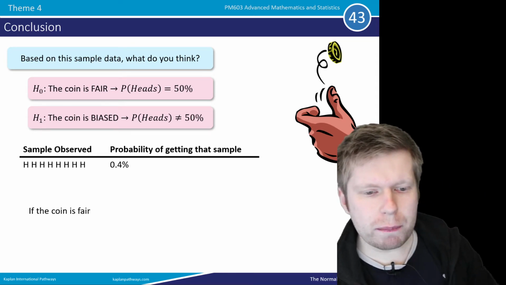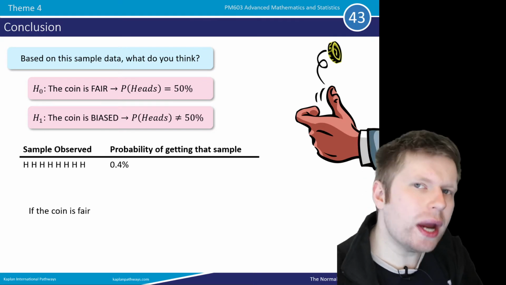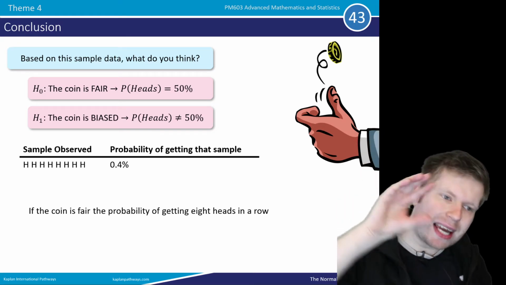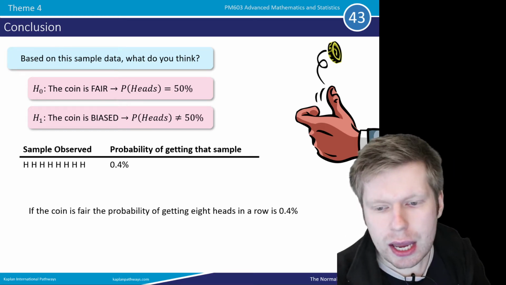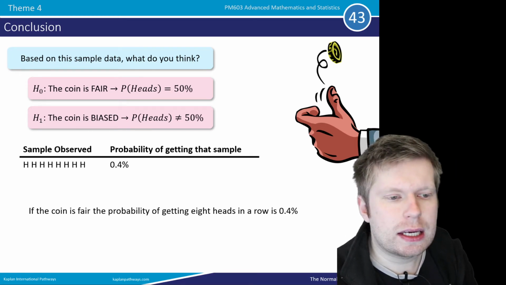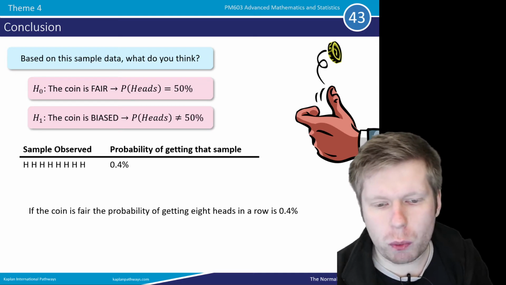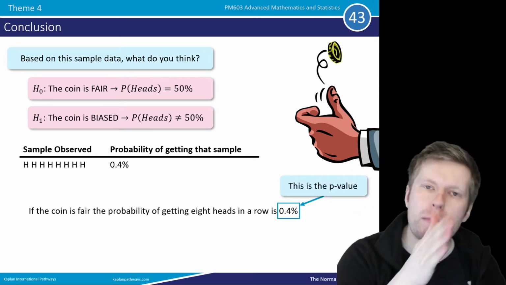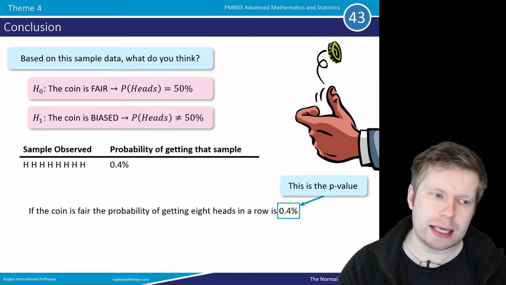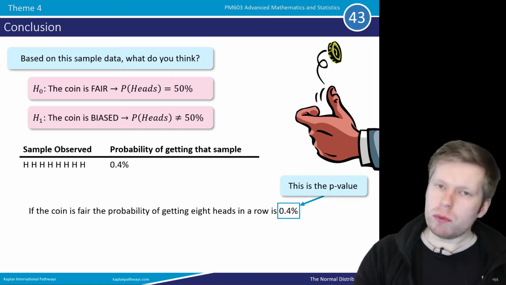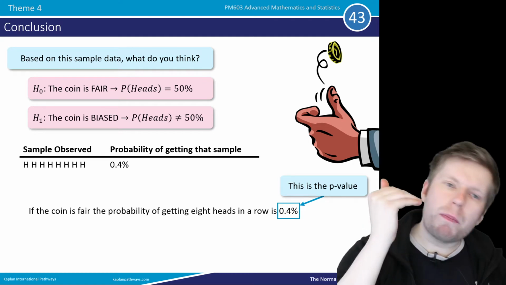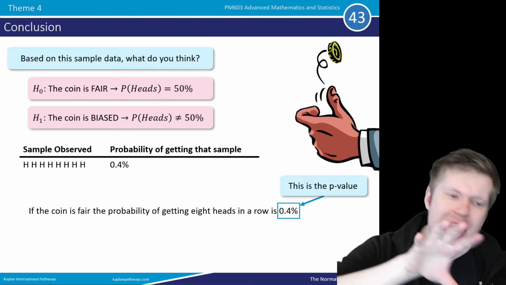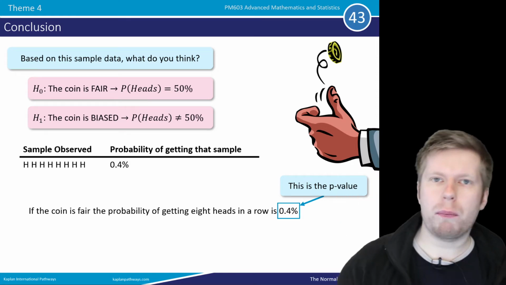Okay. So what's really important here is to say that if the coin is fair, the probability of getting 8 heads in a row, in other words, the probability of getting this sample, which we've just done, is 0.4%. So some really important terminology which I want to introduce here. The 0.4% is something called a p-value, the p standing for probability. Just remember the p-value, it's really important you understand this, the p-value is the probability of obtaining this sample, 8 heads in a row, if the null hypothesis is true.